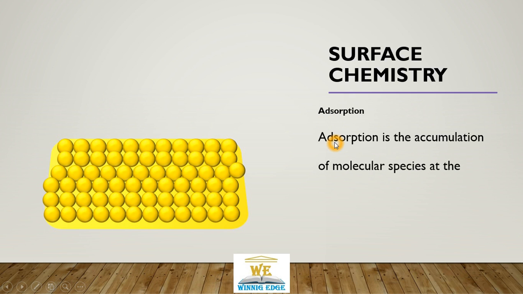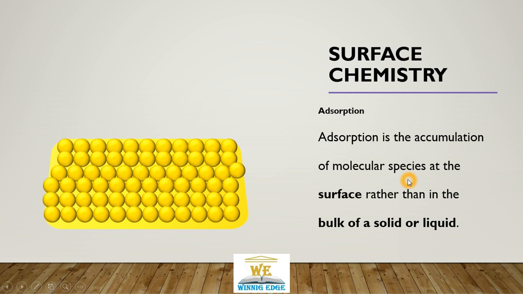Adsorption. Adsorption means accumulation of molecular species at the surface rather than in the bulk of a solid or liquid. Here we see, for example, CO, carbon monoxide, when it just sticks to the surface of this solid, it's called adsorption of CO on the surface. It doesn't go into the bulk, it stays on the surface only. So this is the definition of adsorption.